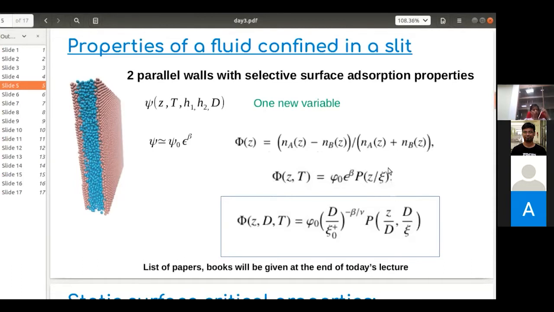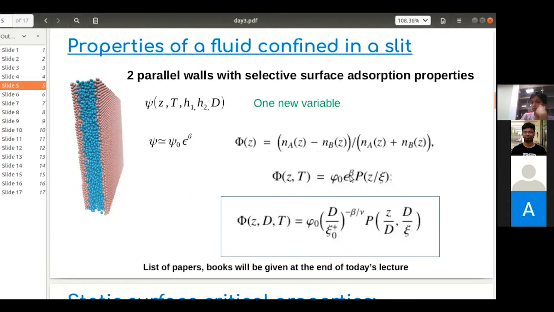Now, when you have two walls, what's going to happen to this expression? So for that, let's have a look at this equation, which is in this parenthesis here. So like I mentioned before, now you see you have the two variables, z and temperature. In addition, you now have the new variable, which is capital D. And capital D is the distance in between the two walls. Okay, so the phi 0 remains as phi 0 like before.